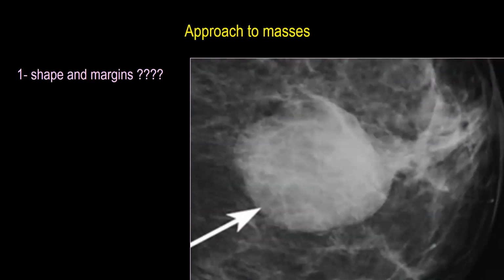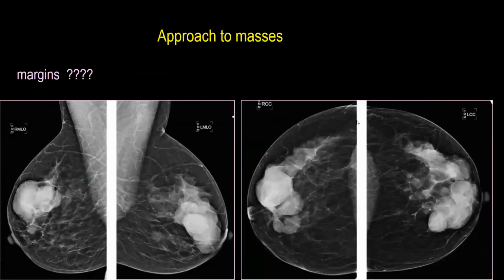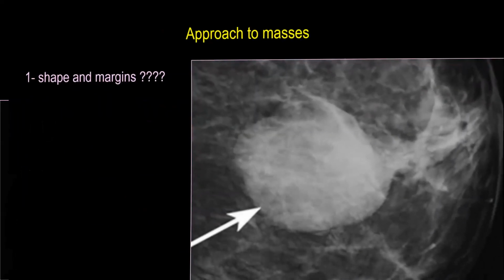Okay. Partially obscured, partially circumscribed. So it is not circumscribed, but what about the shape? Still, will you call it round? Irregular. Now it is irregular. This is part of the mass. Yes, the shape is irregular and the margins are indistinct.